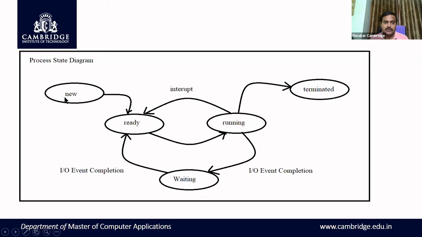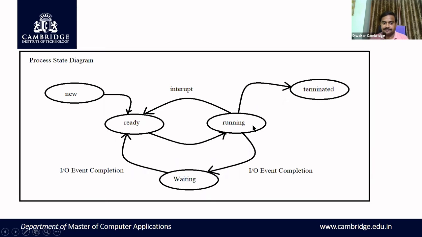Here you see, the process is brought from the hard disk, that is secondary storage, to the primary memory, that is the RAM. From the RAM, it is given to the CPU, right? In the CPU, it is going to run. The running process may be terminated when the process successfully executes, right?